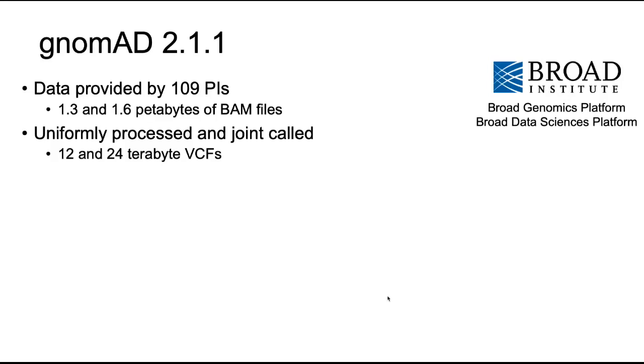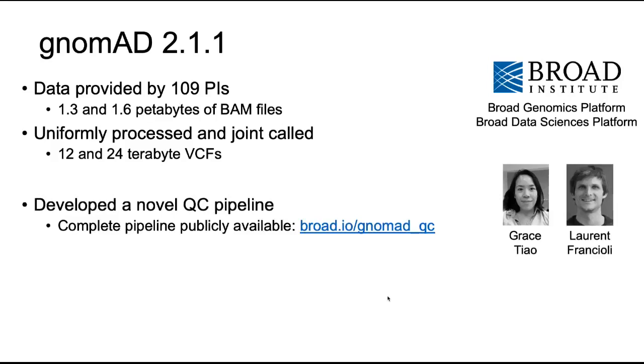We've developed a novel QC pipeline for this iteration, which has, I think, substantially improved the quality of this data set. This pipeline is publicly available at broad.io/gnomad_qc. I've shared these slides, and hopefully they will get sent around afterwards, so if you miss any links, you're more than welcome to have these.